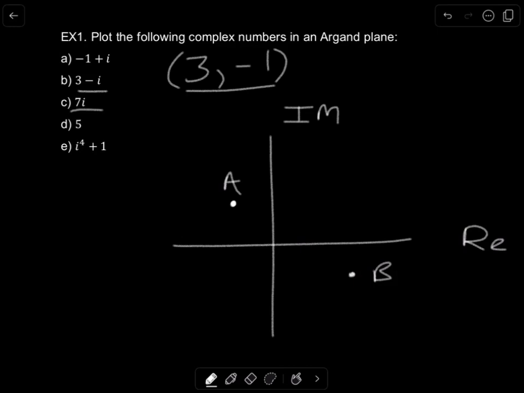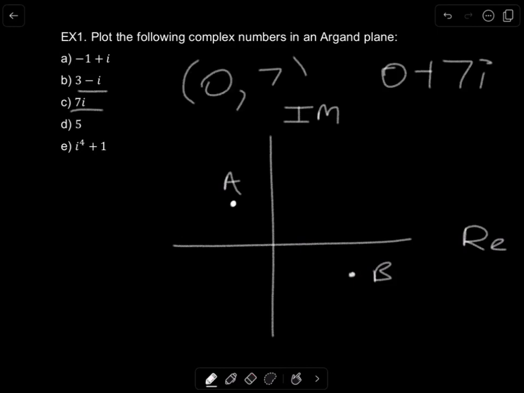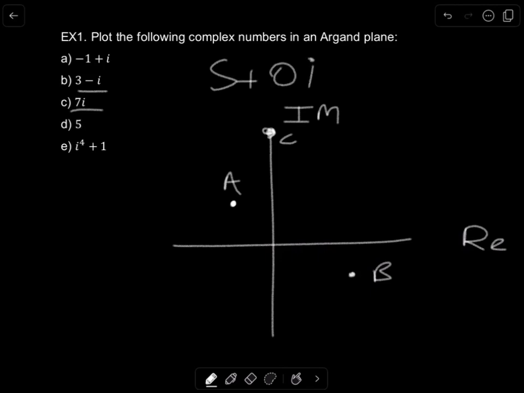Next we have 7i. So this is 0 plus 7i. We can represent that ordered pair 0, +7. So 0 on the real number line, and then 7 on the imaginary axis. That's going to be somewhere here. That's going to be point C. Then we're going to have 5. We can represent that as 5 plus 0i. That's the ordered pair 5, and the coefficient of i is 0. So that's going to be sitting on the real number line, somewhere here. That's going to be D.